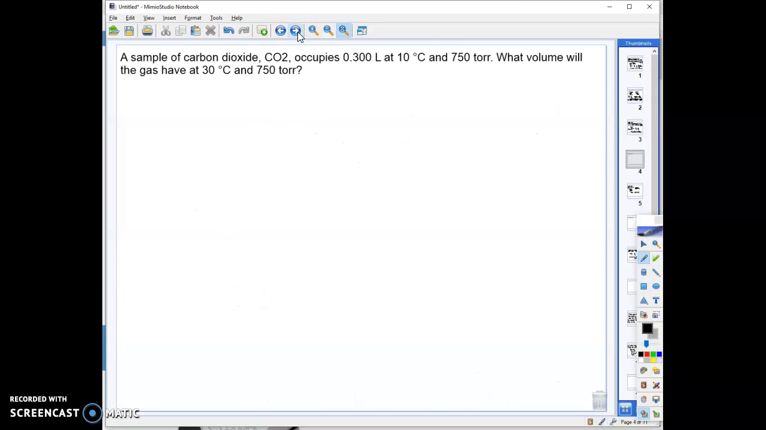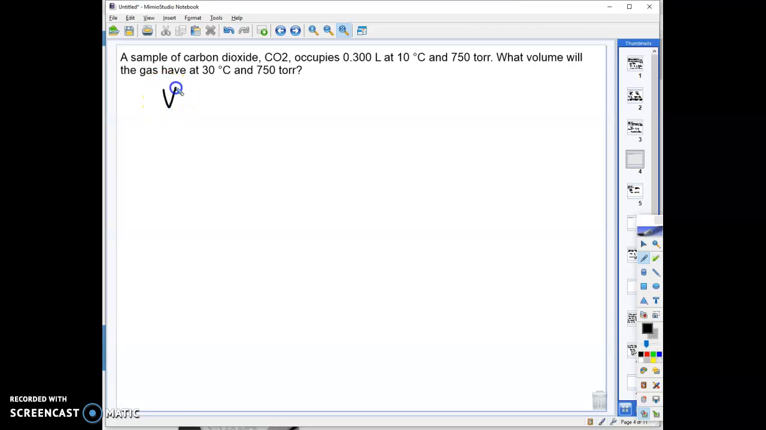So I have a problem now. A sample of carbon dioxide occupies 0.300 liters at 10 degrees Celsius and 750 torr. What volume will the gas have at 30 degrees Celsius and 750 torr? They throw our pressure in there, but we see that it's the same before and after, so we don't have to worry about including the pressure in our equation at all. What I do see here is that I have a volume, I have a temperature, and then I'm asked what volume will I have at a different temperature. So this clues me in that this is a Charles's law problem.